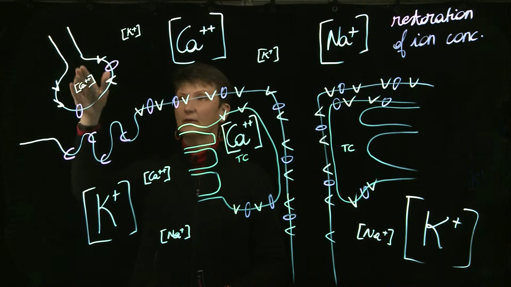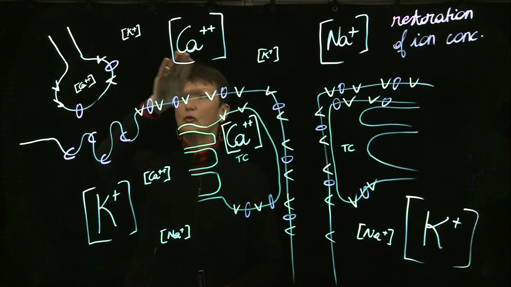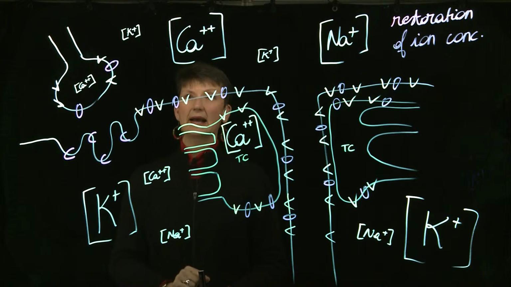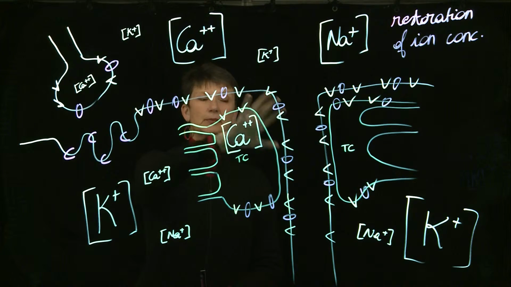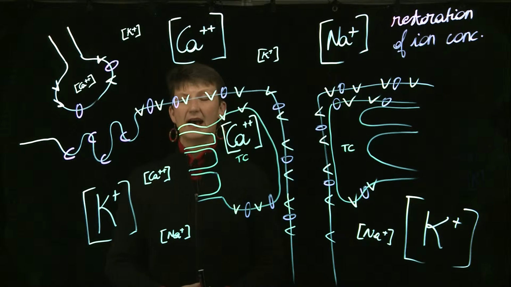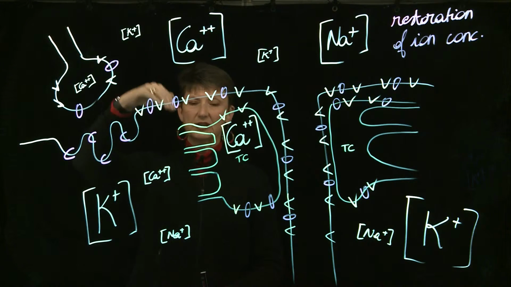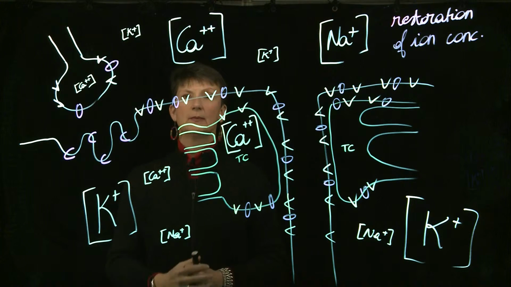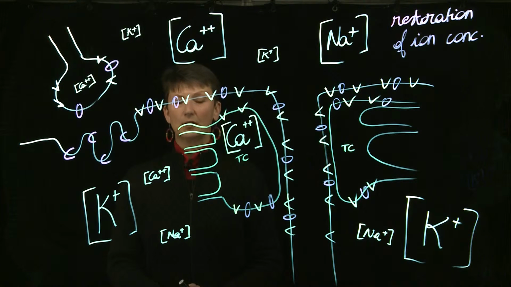All of this calcium that moved into our bulb here now needs to be pumped back out. Similar principle here with our sodium potassium. Our sodium rushed in through the voltage-gated ion channels, so the pump must pump the sodium out. And the same pump, the sodium potassium pump, will pump the potassium back in.